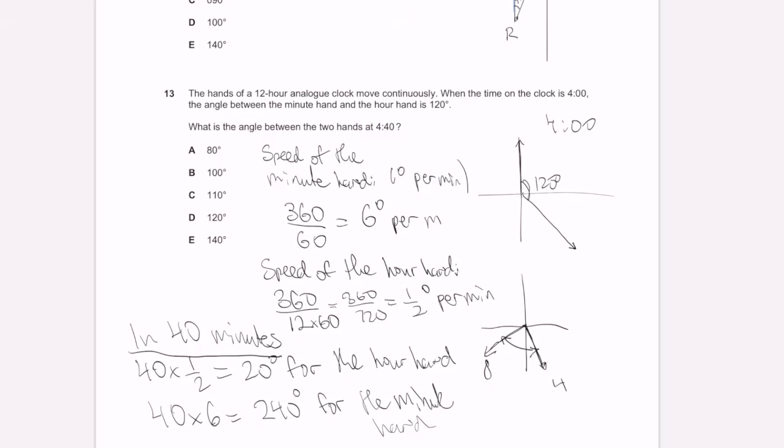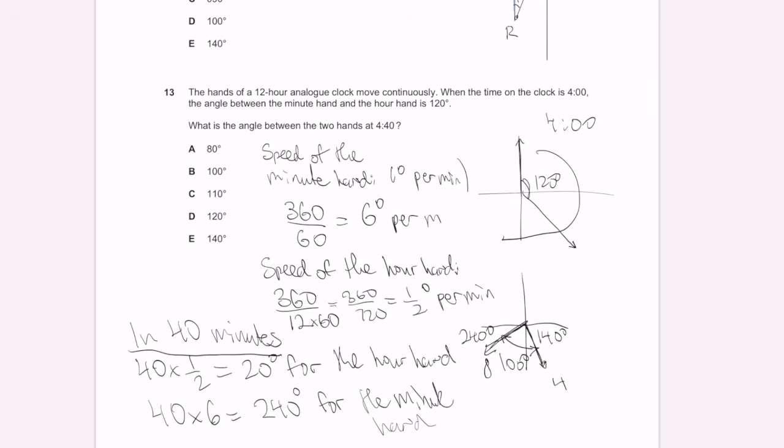Okay, well, the minute hand was originally here, so that means that it will have gone sort of over here at 240 degrees, whereas the hour hand would have gone from 120 to 140 degrees because it would have traveled 20 degrees. So that means that the difference between them is going to be the difference between 240 and 140 degrees, which is just 100 degrees. So the correct answer should be B.